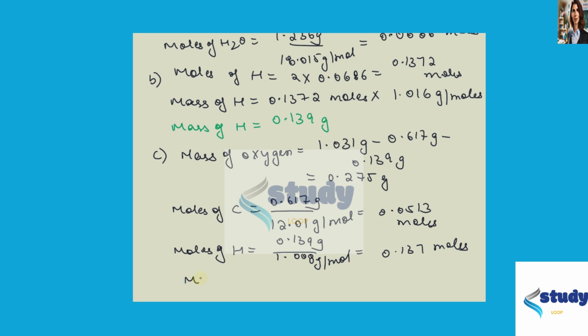Now the moles of oxygen is equal to 0.275 gram divided by 16 gram per mole. So this comes to be 0.0171 moles.